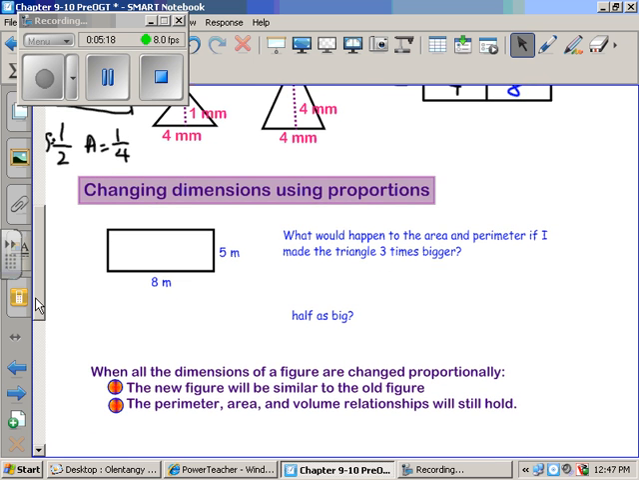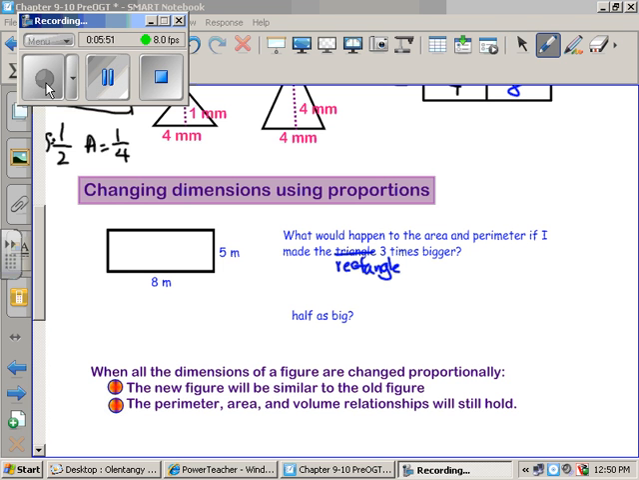Okay, so take this, work on this for a minute. What would happen to the area and perimeter if I made this, and that used to be a triangle, but now it's a rectangle, so let's change it. Rectangle, 3 times larger. This is what I want you to do. Take a minute, guess what you think is going to happen to the area, what you think the area will be, and then actually make it 3 times bigger and solve.